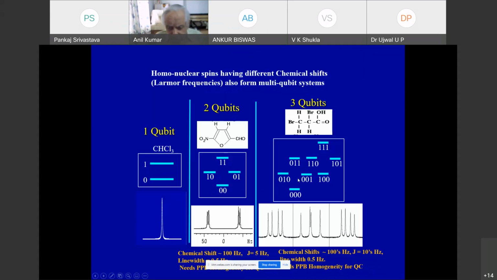If we take a 3-qubit system, it means all these 3 protons have different resonance frequencies, differing by hundreds of hertz, the couplings are in tens of hertz, and the line width is half a hertz, and this is a very good 3-qubit system. We have used it many times.